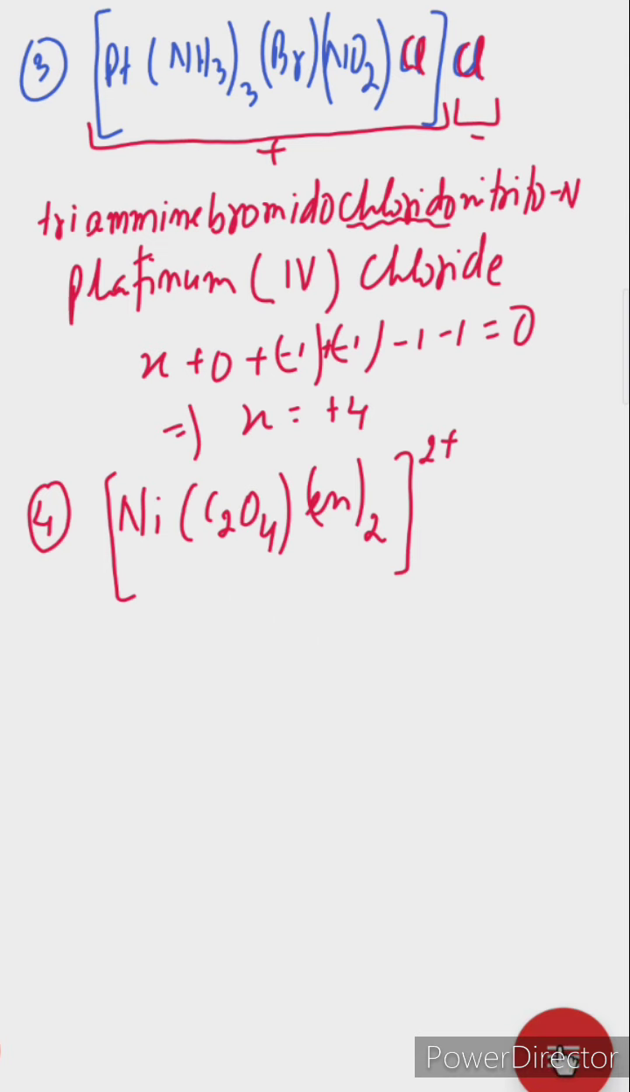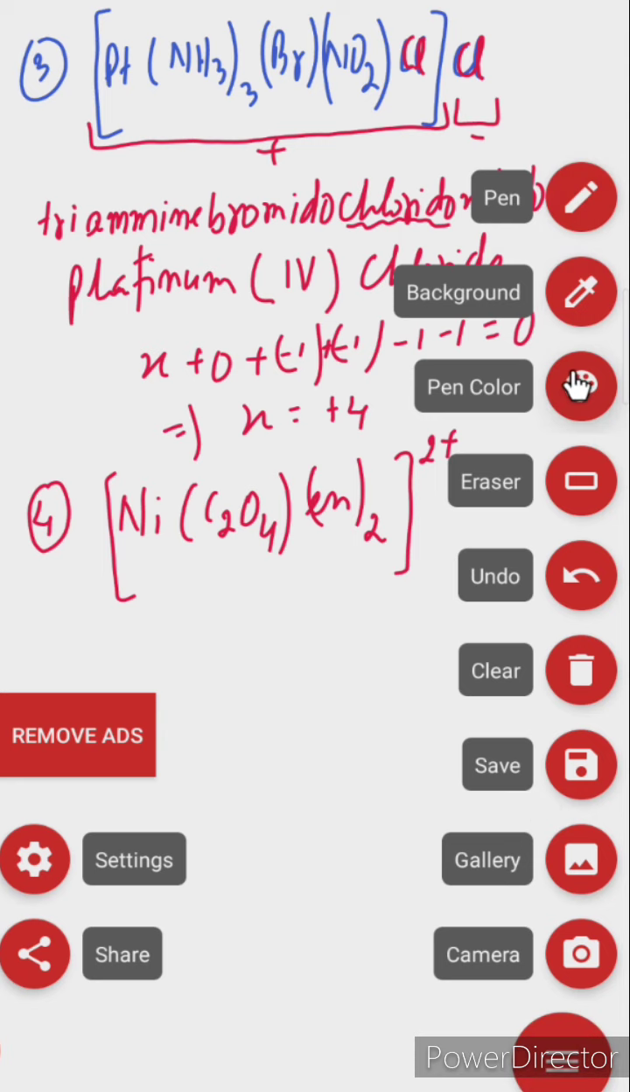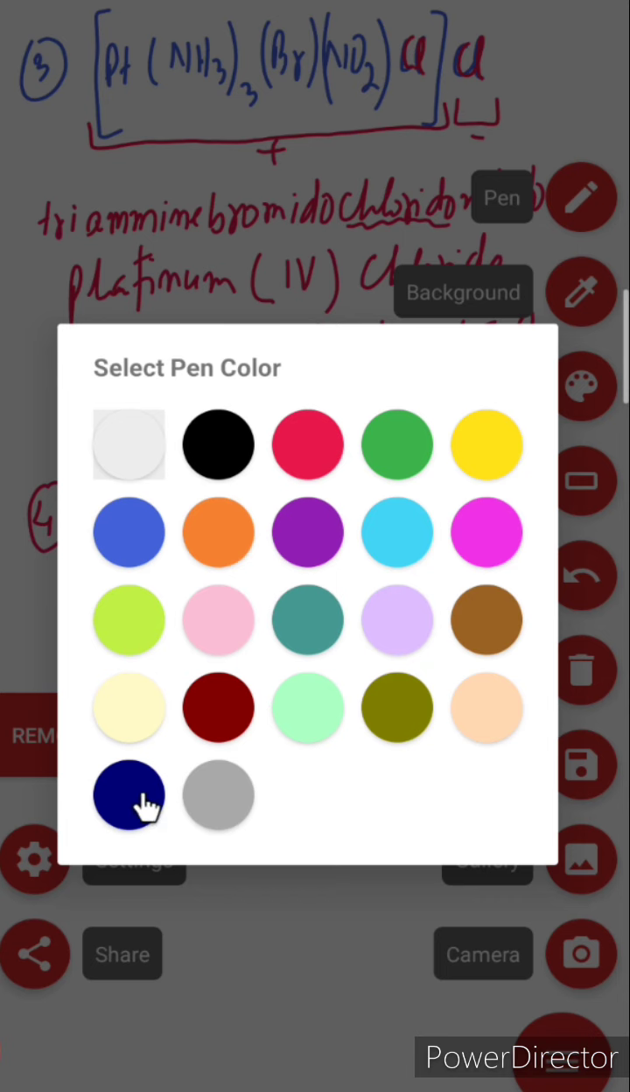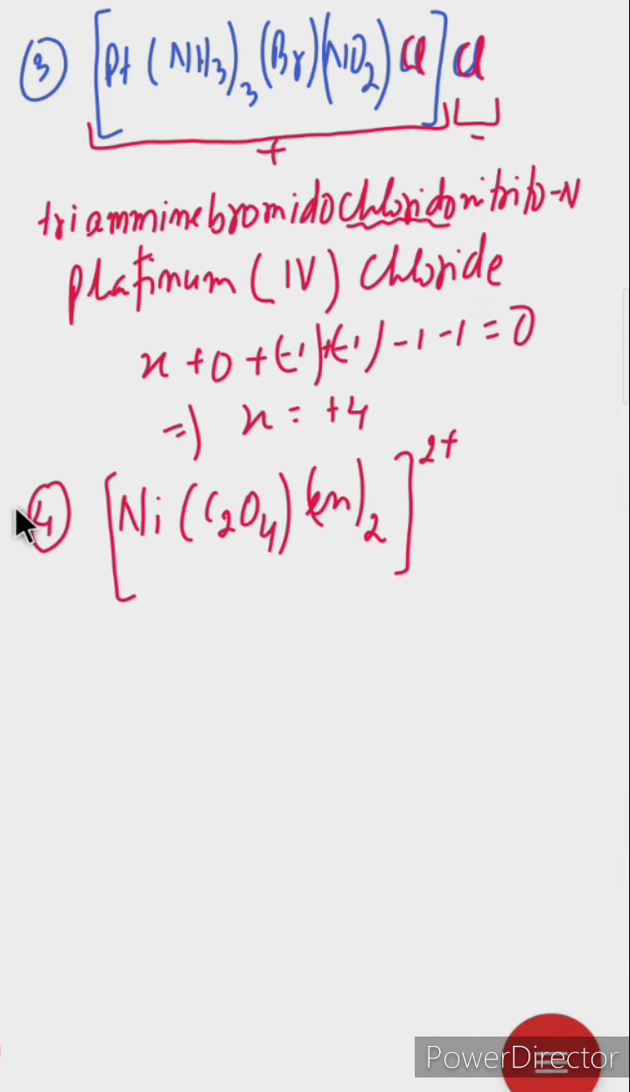Oxidation number of nickel, let me take it as X. C2O4 is oxalate ion, oxalato. This has a -2 charge. En is a neutral ligand. These two are bidentate ligands. So coordination number will be 2 into 2, 4, 4 plus 2, 6. Coordination number of nickel in this complex is 6.